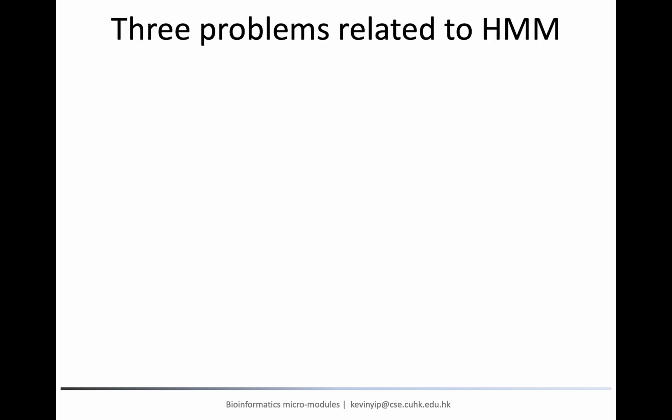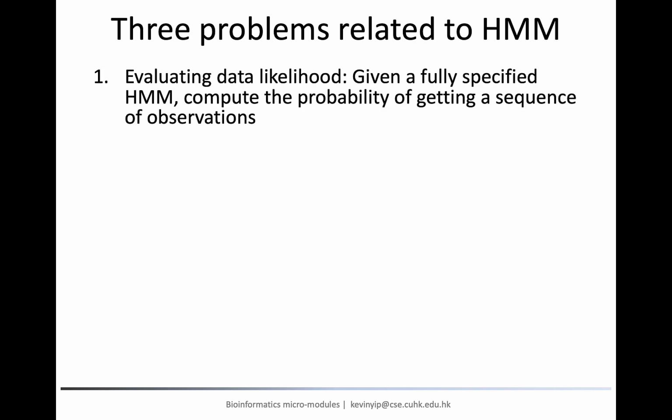With the symbols introduced, we can now describe 3 basic problems related to hidden Markov models. The first problem is to compute the likelihood of a sequence of observations given the parameters of a hidden Markov model. Mathematically, this problem can be very easily written as probability of O given theta, where again O is the sequence of observations and theta is the whole set of parameters of the hidden Markov model.